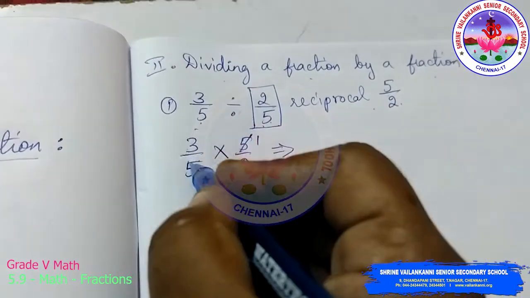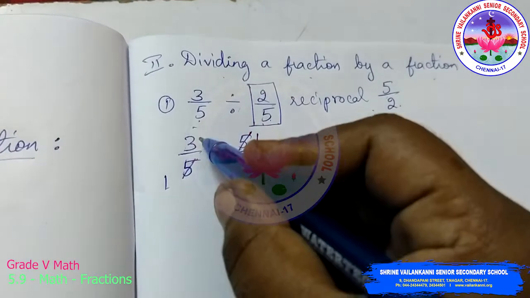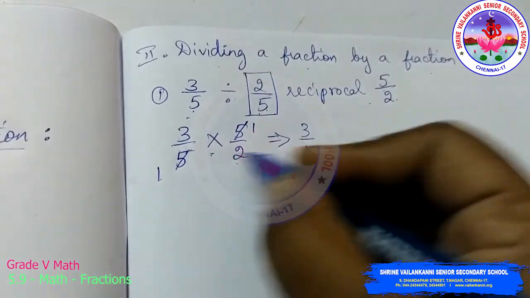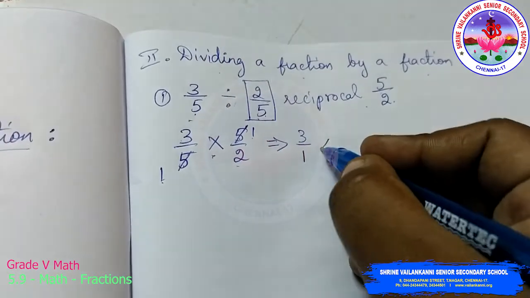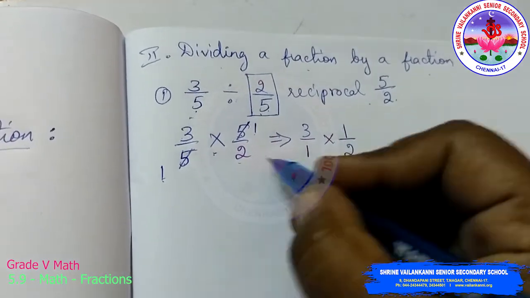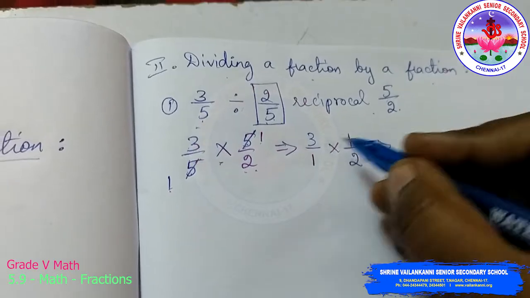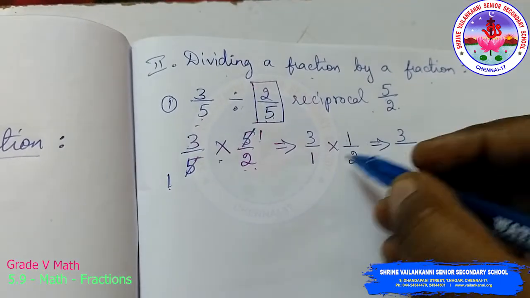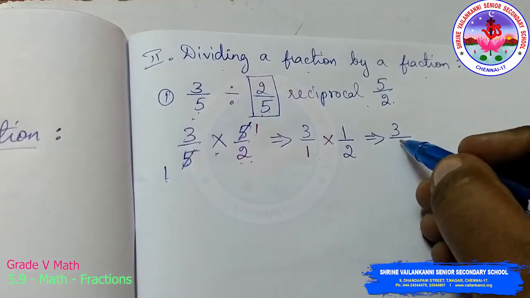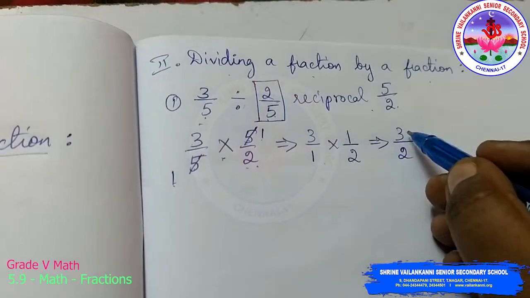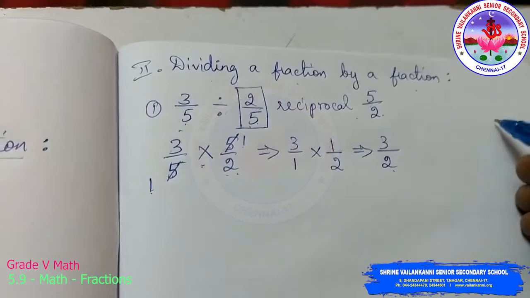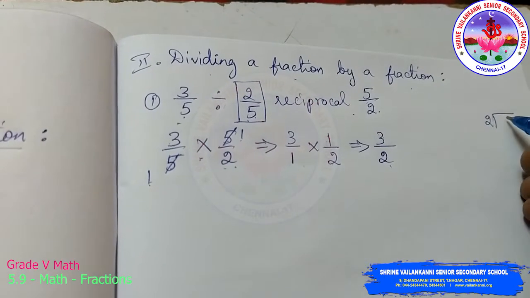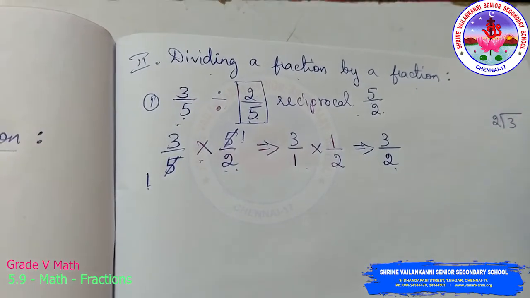5 ones are 5, 5 ones are 5. So here 3 by 1, instead of 5, 1 is there. Into 1 by 2, so 2 remains the same. So 3 into 1 gives 3, 1 into 2 gives 2. So 3 by 2. 3 by 2 is an improper fraction. So I can convert that.